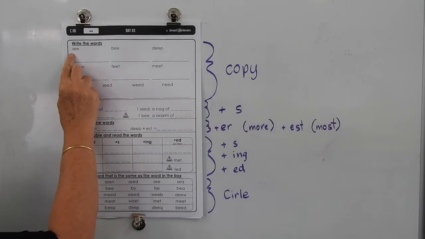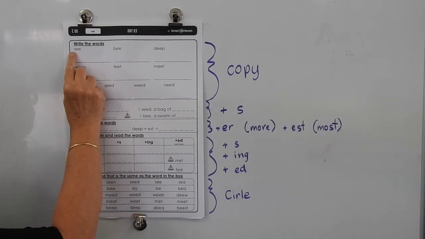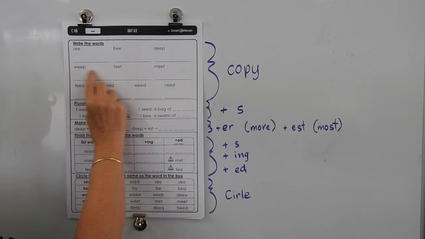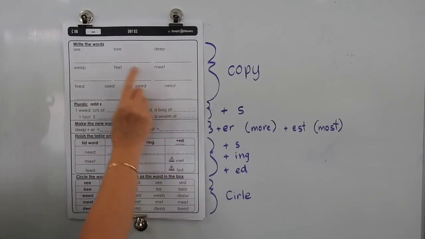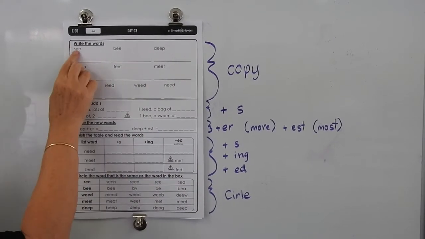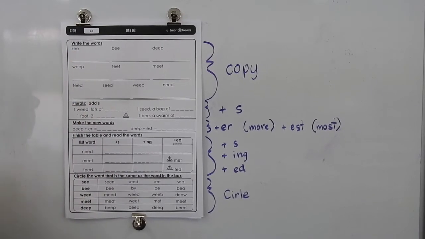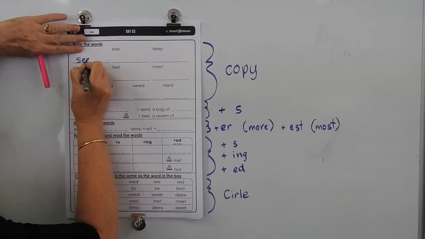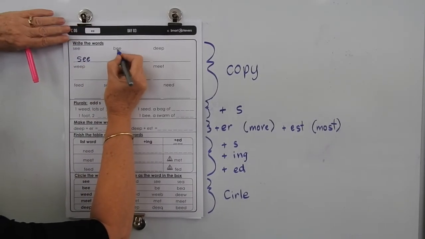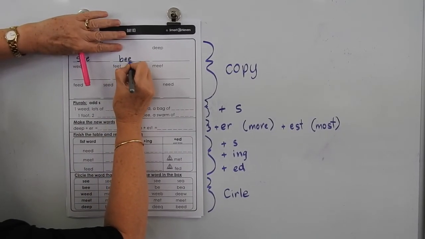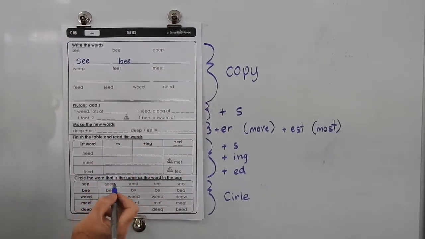Okay, let's read the words first of all. E, C, B, E, B, D, E, P, deep. You can read these ones on your own. Then we go back and we read it, sound it, spell it, cover, write. So C, S, E, S, E, E, cover it, write. B, B, E, B, E, E, cover, write. You can finish those ones on your own in a minute.